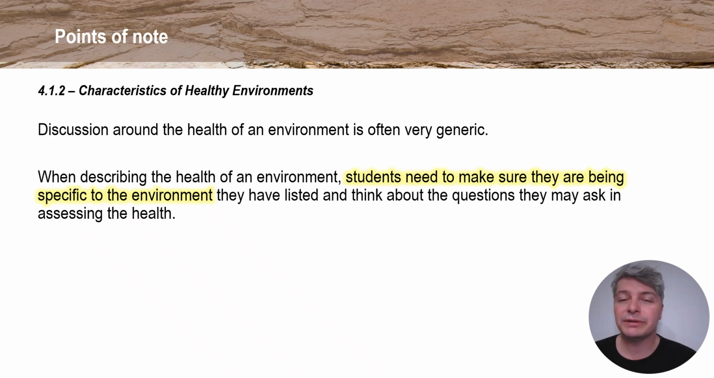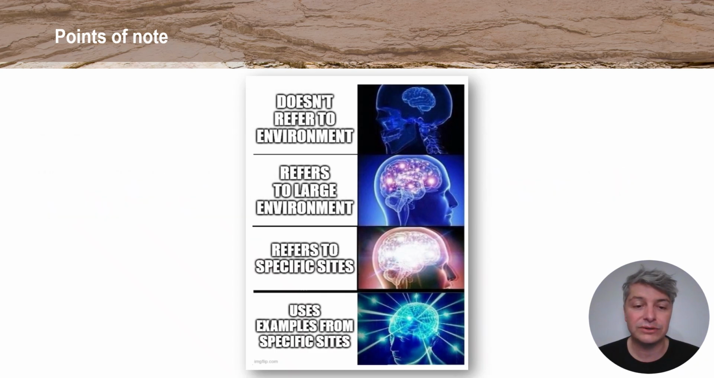When describing the health of an environment, they say students need to make sure they are being specific to that environment and think about the questions they may ask in assessing the health. So what the chief assessor is saying is that we don't want you to just refer to a large environment and say things like, oh, the water was clear, the soil was moist, you could see a long way, there was no smog. Whilst those are correct, you could really apply those statements to any environment in Victoria. So you want to refer to actual specific sites.